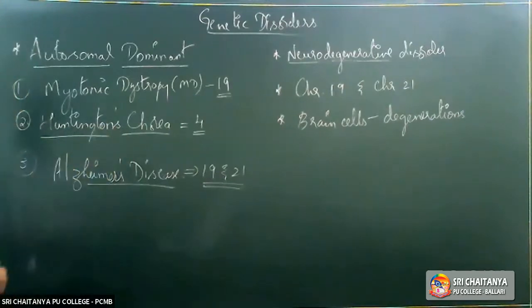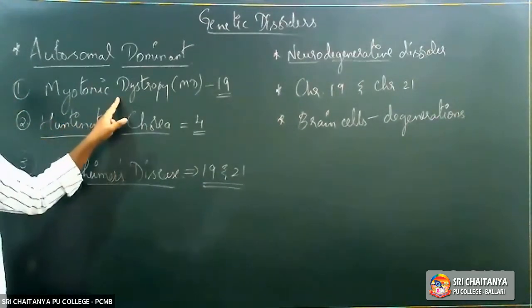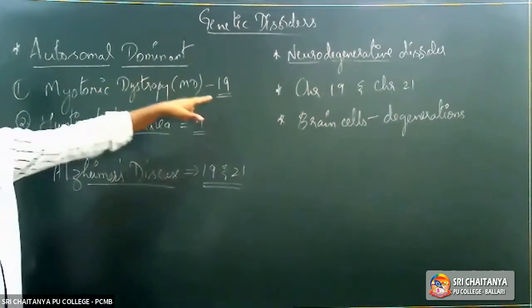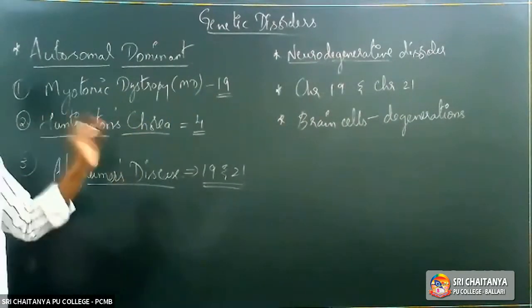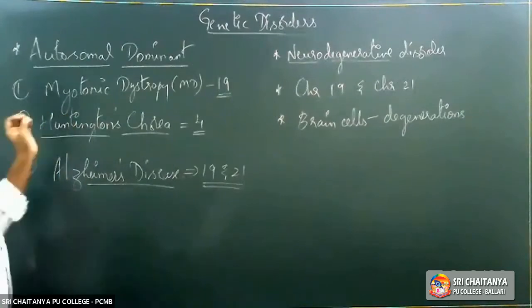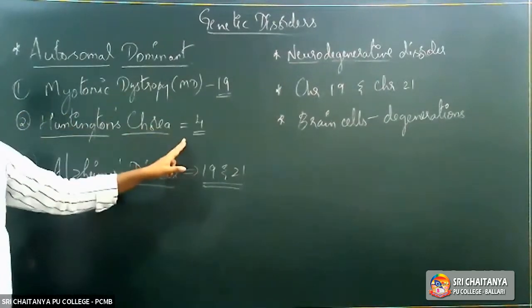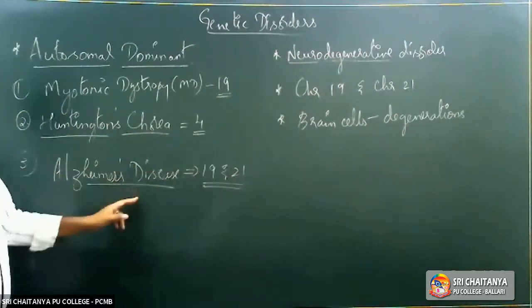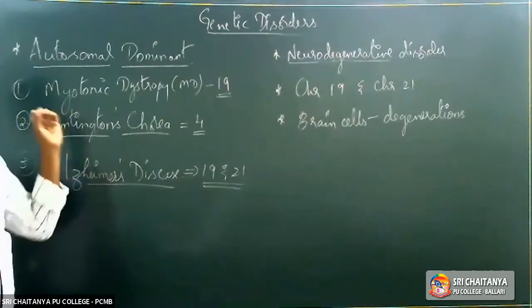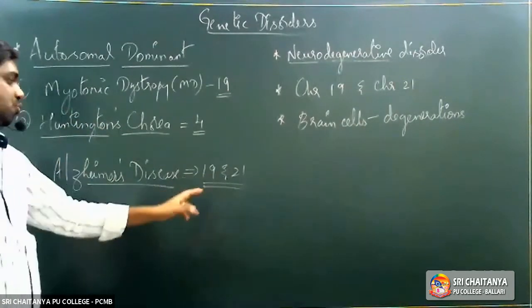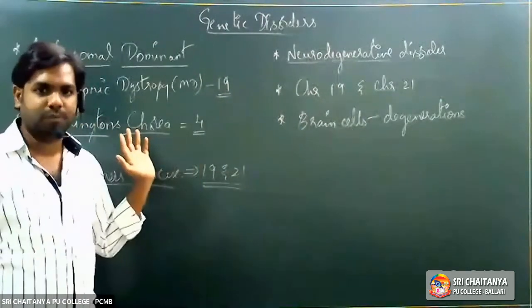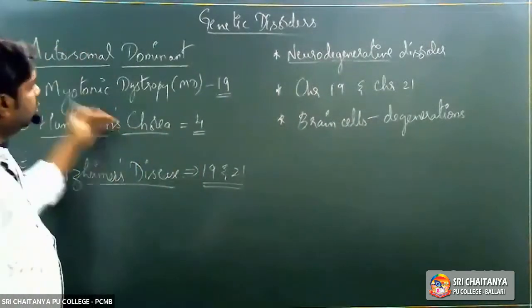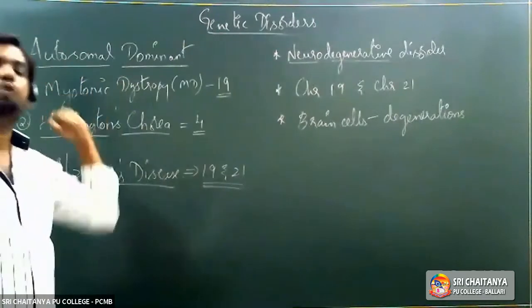So the things you need to remember: myotonic dystrophy is because of a mutation in a gene located on chromosome 19. Huntington's disease is because of a mutation of a gene located on chromosome number 4, and Alzheimer's disease is due to mutation in two genes, one gene located on chromosome 19 and the other one located on chromosome number 21. Right? So these are the autosomal dominant disorders that we have.